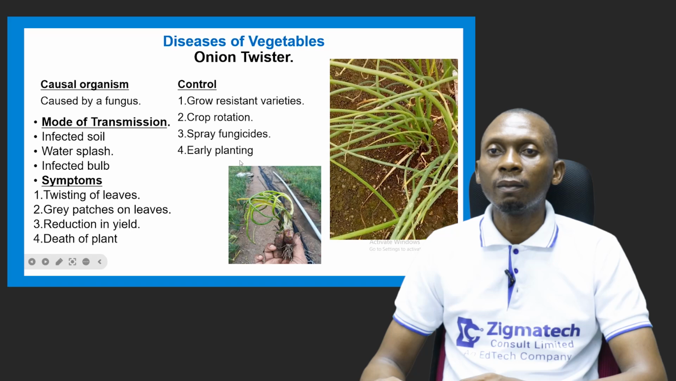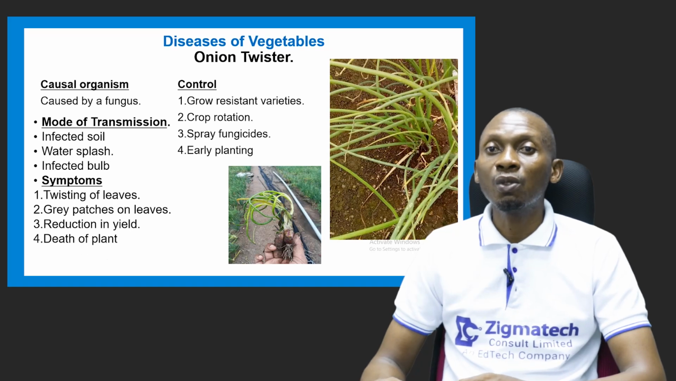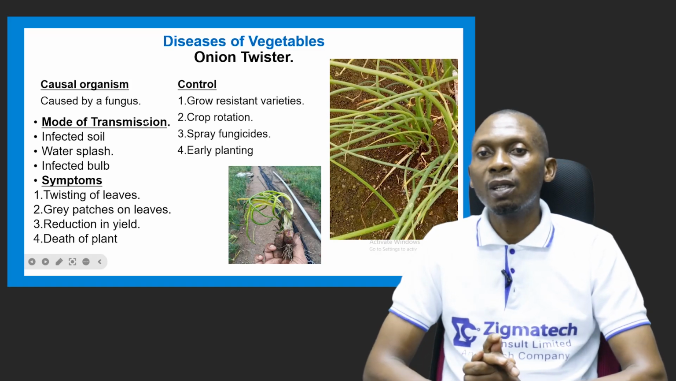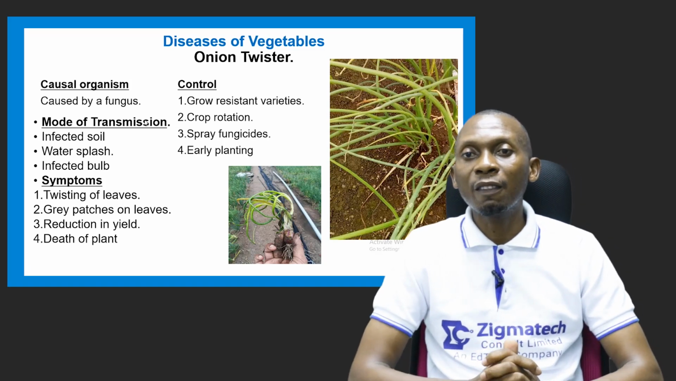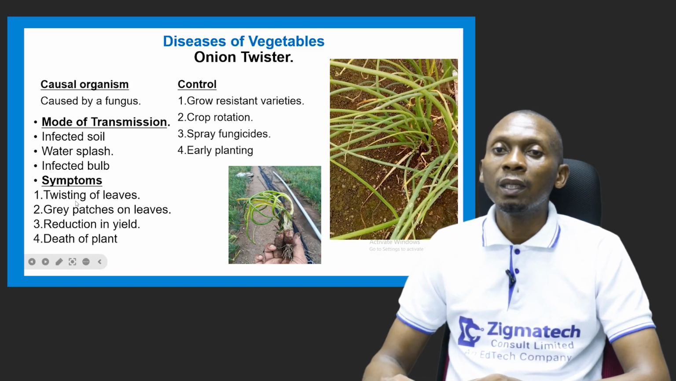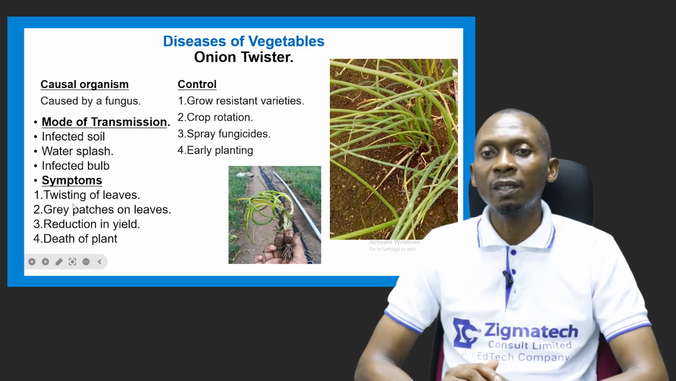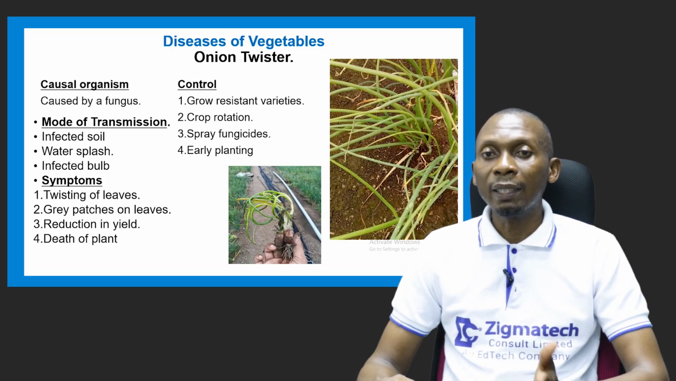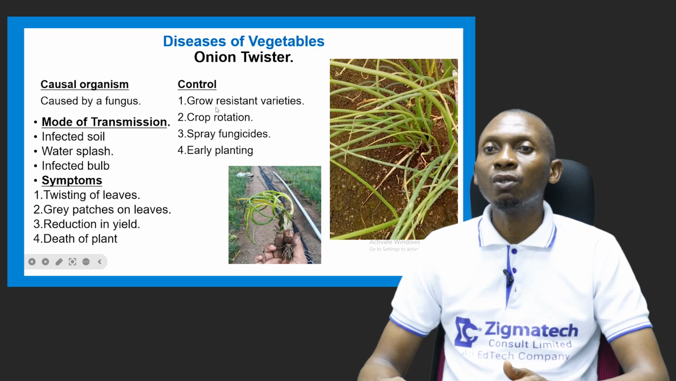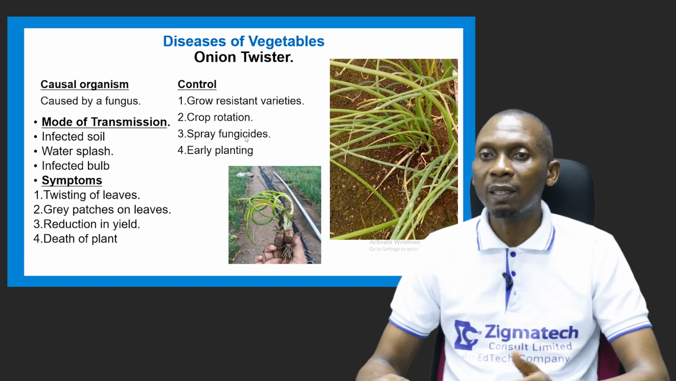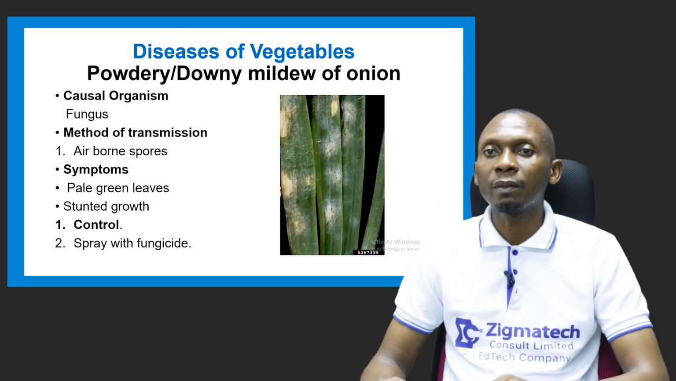Next, we have onion twister, which is a fungal disease, and it's transmitted through infected soil, water splash, as well as infected bulb. The bulb is the propagating material for onions. The symptoms here are twisting of the leaves, gray patches on the leaves, reduction in yield, death of the plant, and it is controlled by growing resistant varieties, practicing crop rotation, spraying fungicides, and early planting.